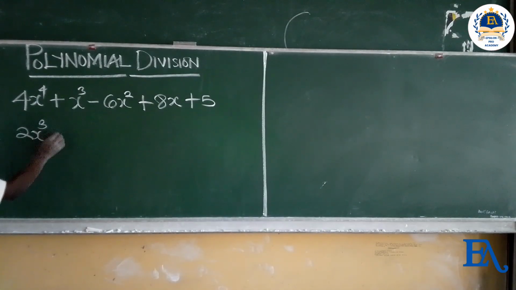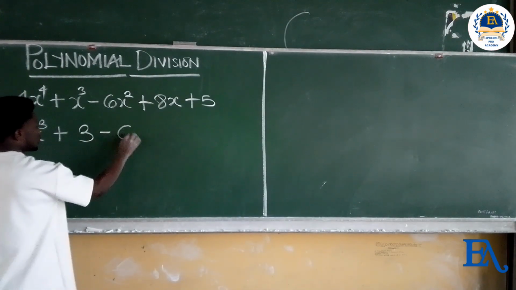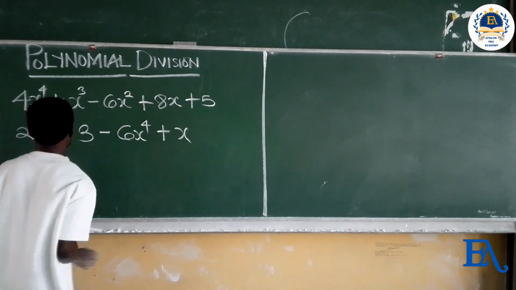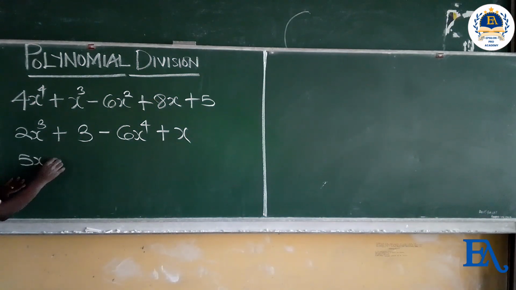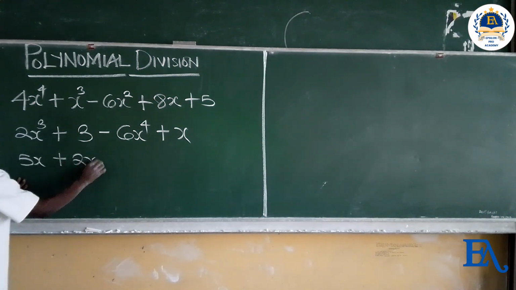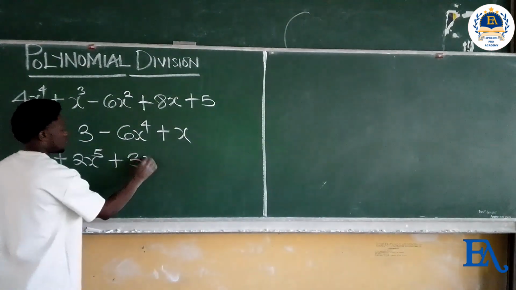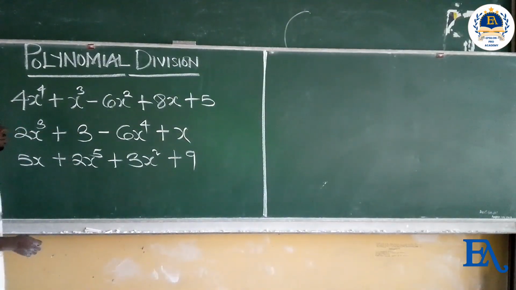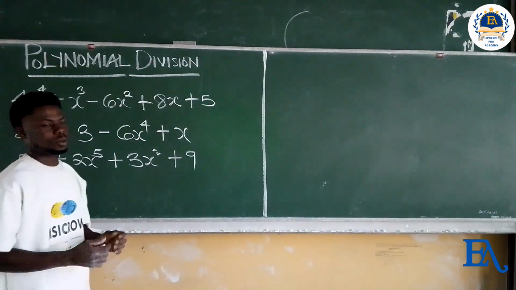2x^3 + 3 - 6x^4 + x. Another is 5x + 2x^5 + 3x^2 + 9. Okay, let us consider these three examples on the board. These are examples of polynomials.